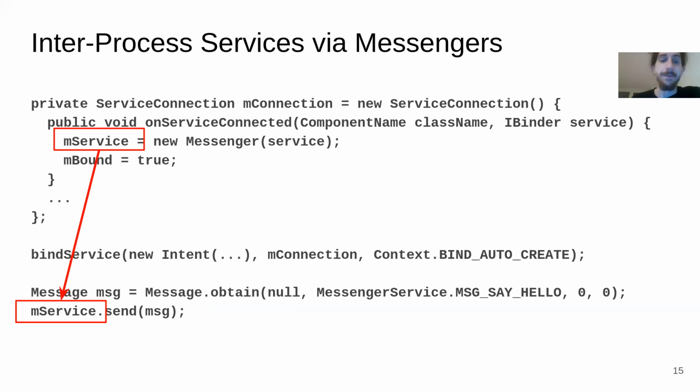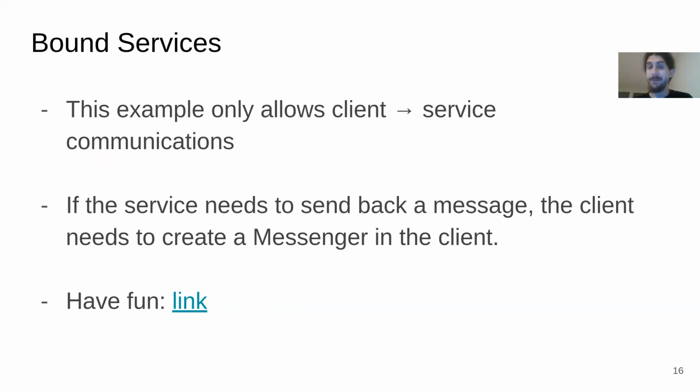There is bad news. The bad news is that the example I just described only allows client to service communication. So if the client sends this message, then the service has some kind of method, like in this handle message, that can check, oh, is this message of type hello? Is this message of type Peppa Pig, and so forth? And then it can reply. But the service cannot initiate and send a message to the client. So the client sends something to the service and the service replies, okay? But the service cannot initiate anything and send anything to the client, so this is just one-way communication.